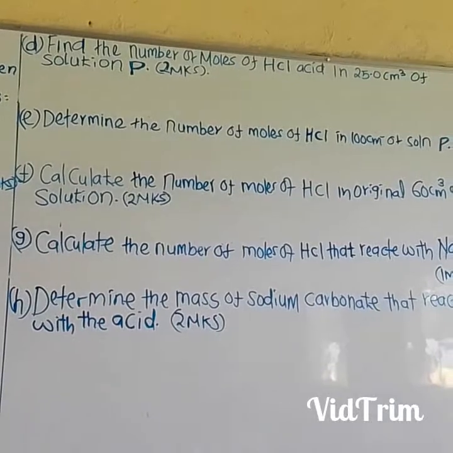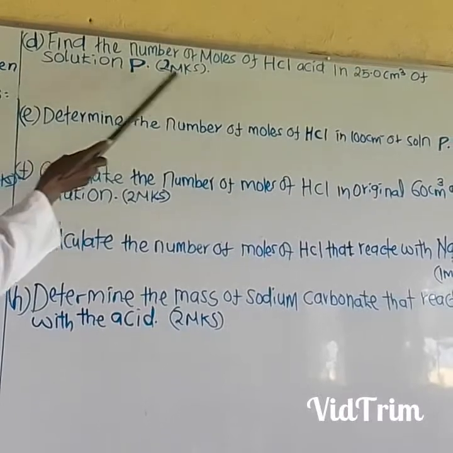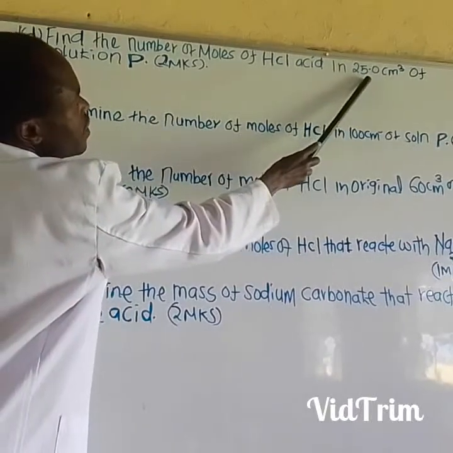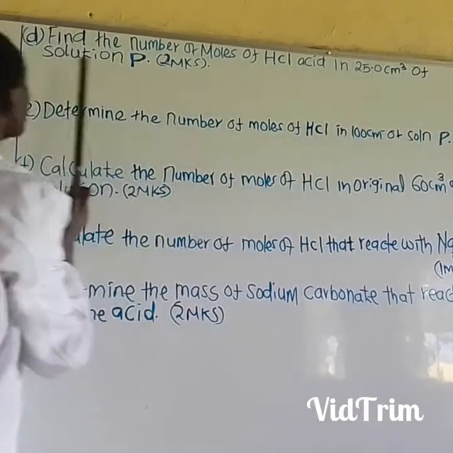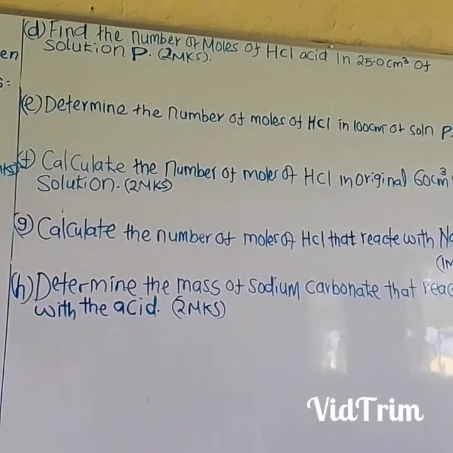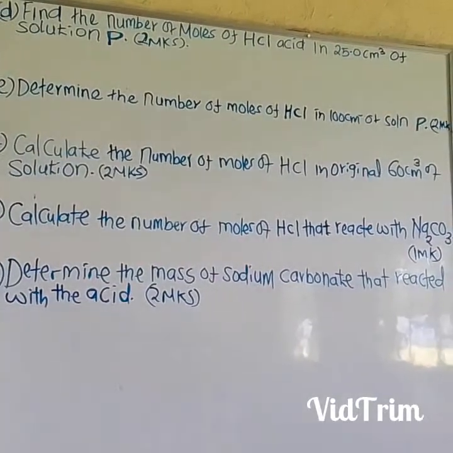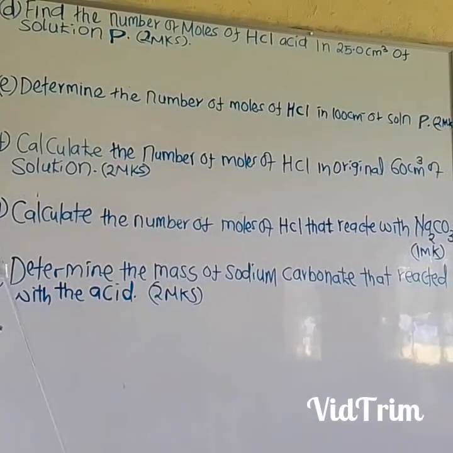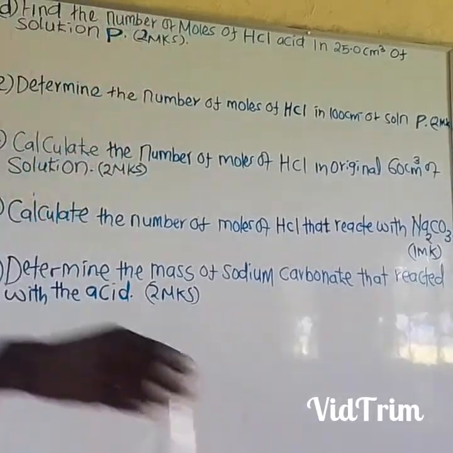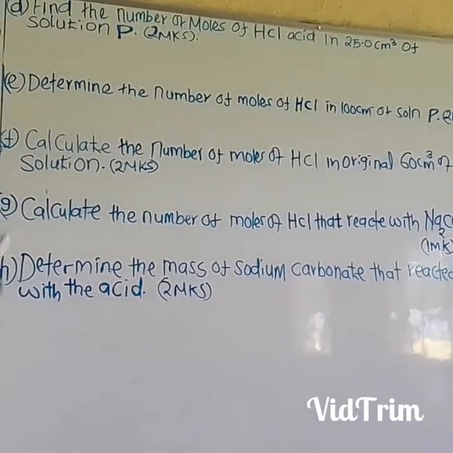I want to look at part D of the question, where we are saying find the number of moles of hydrochloric acid in 25 centimeter cube of solution P. Remember, we pipetted 25 of solution P. Is it okay? And that solution P was the one now in the conical flask, which has reacted with sodium hydroxide from the burette.